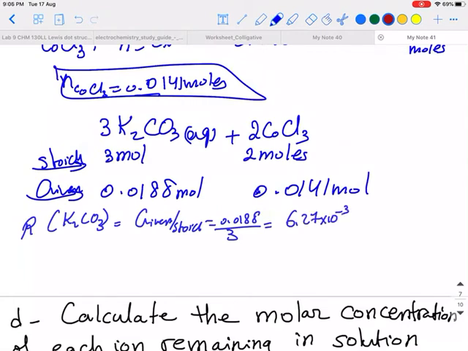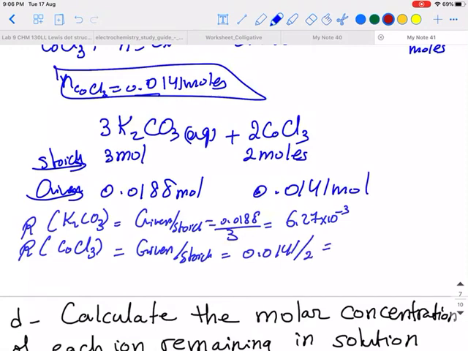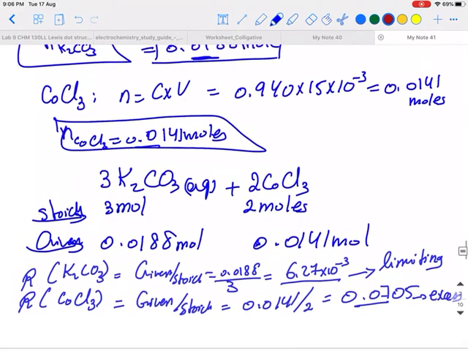So the ratio for potassium carbonate moles is the given over Stoich, which is 0.0188 over 3, which is 6.27 times 10 negative 3. Now, similarly, I find the ratio for cobalt chloride. Also it is given over Stoich, which is 0.0141 divided by 2, which is 0.0705. This one is smaller, so it means potassium carbonate is the limiting reagent, which makes cobalt chloride in excess.